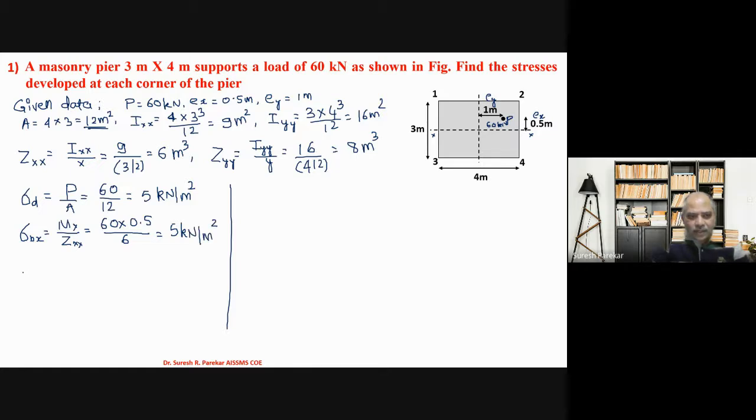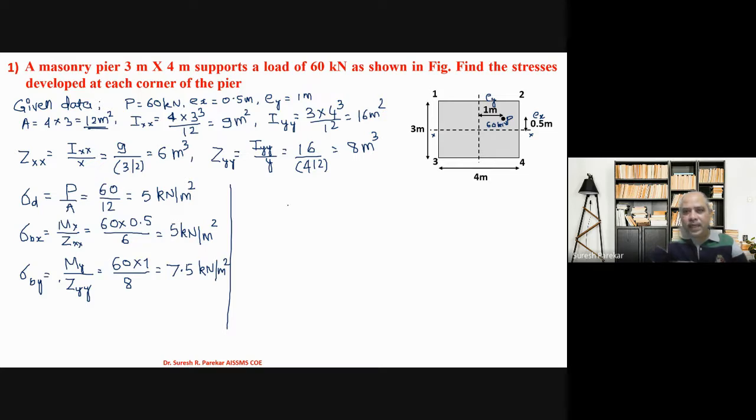And then we have sigma by, which is equal to My upon Zyy, and we will have My, that is 60 into 1, and Zyy we have 8, and from this we will get value as 7.5 kilonewton per meter square. Now we have four corners.